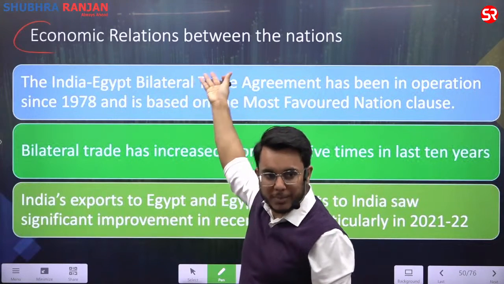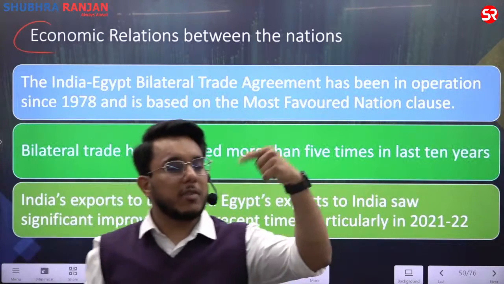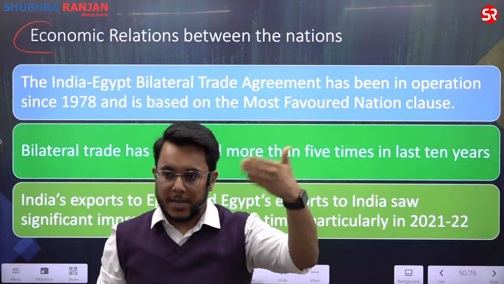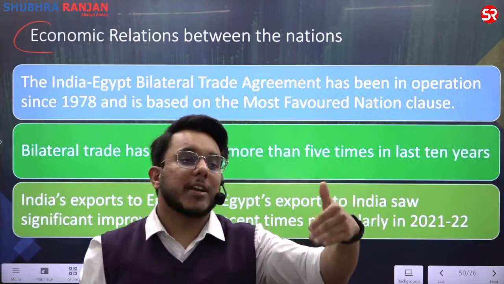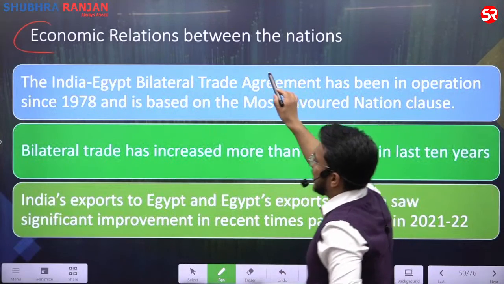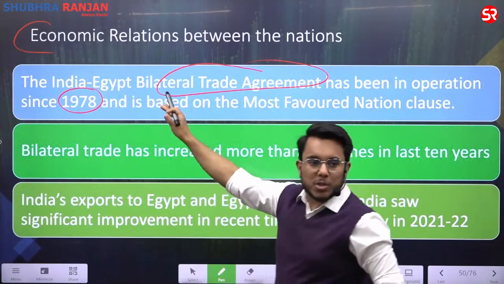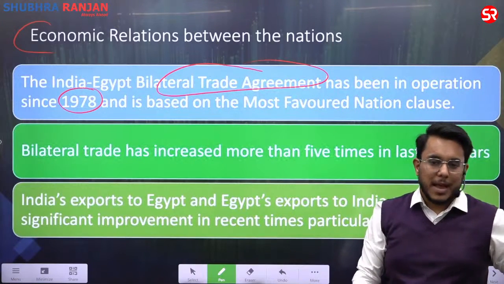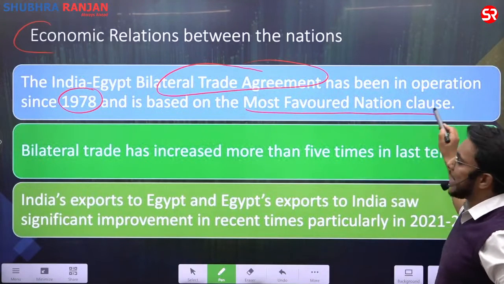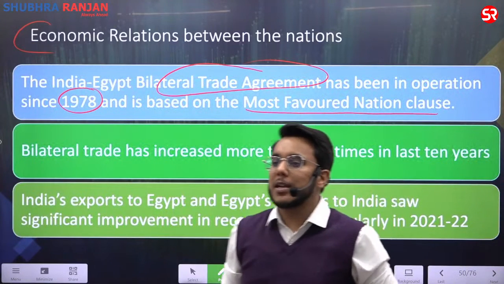Okay. Abhi hum log outcome dekhenge ki now India and Egypt both have decided that we will revise the relation from diplomatic to strategic partnership. Okay. Chalo. So the India and Egypt bilateral trade agreement has been in force since 1978, and even most favored nation status has also been given. What do we understand by most favored nation?